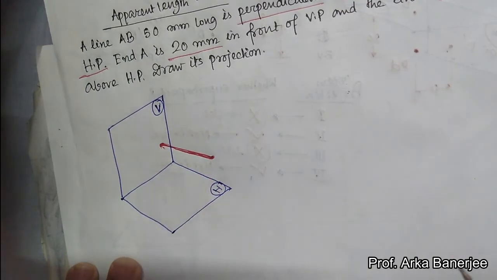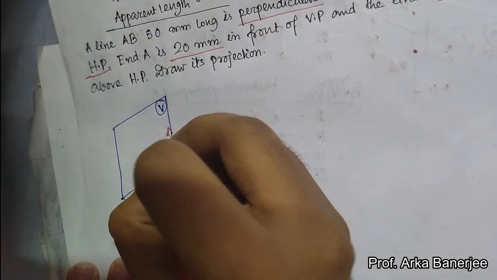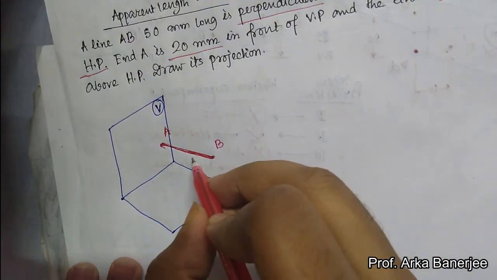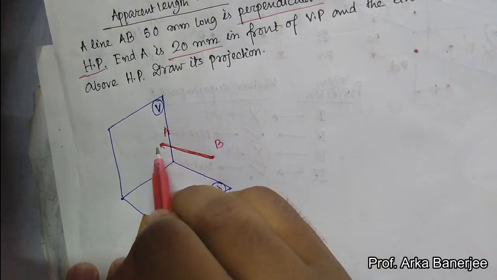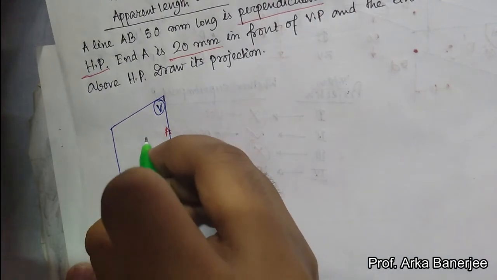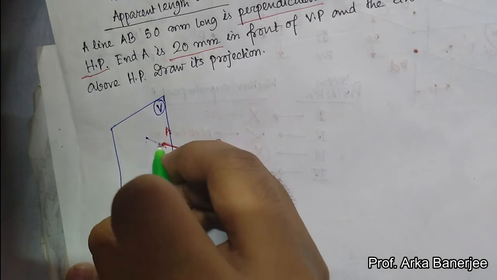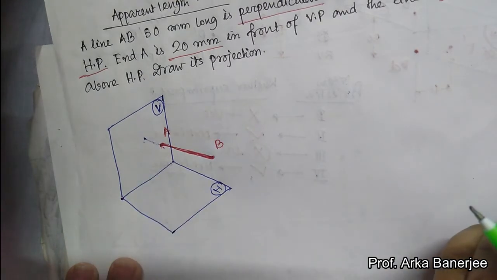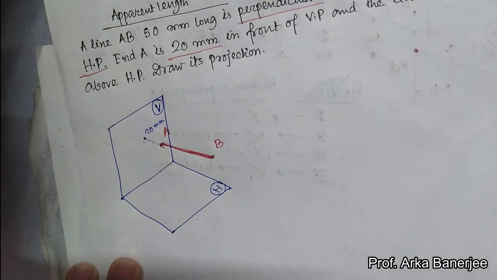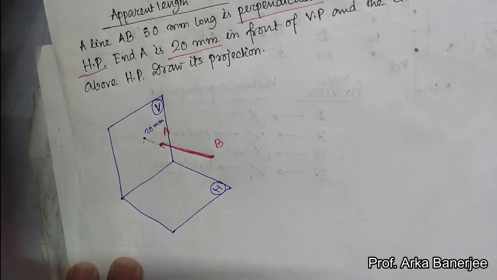Suppose this is a straight line. A point is here, B point is here. This line is perpendicular with VP and parallel with HP. It is 20 millimeter in front of the vertical plane. So suppose this is the vertical plane. This is the distance between the vertical plane and A, and this is nothing but 20 millimeter. And the line is 40 millimeter above the horizontal plane.